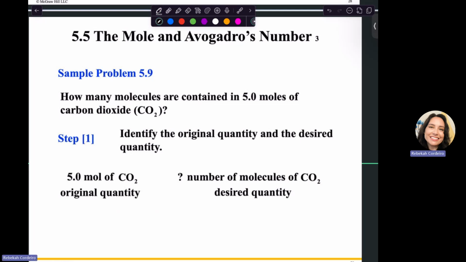So first, our start would be this. Our unknown would be this. So what are we trying to find? Molecules. We're trying to find molecules. What are we given? Moles. It's the same substance, so we don't need to worry about changing substances, but if you want to write CO2 for both of them, you can.